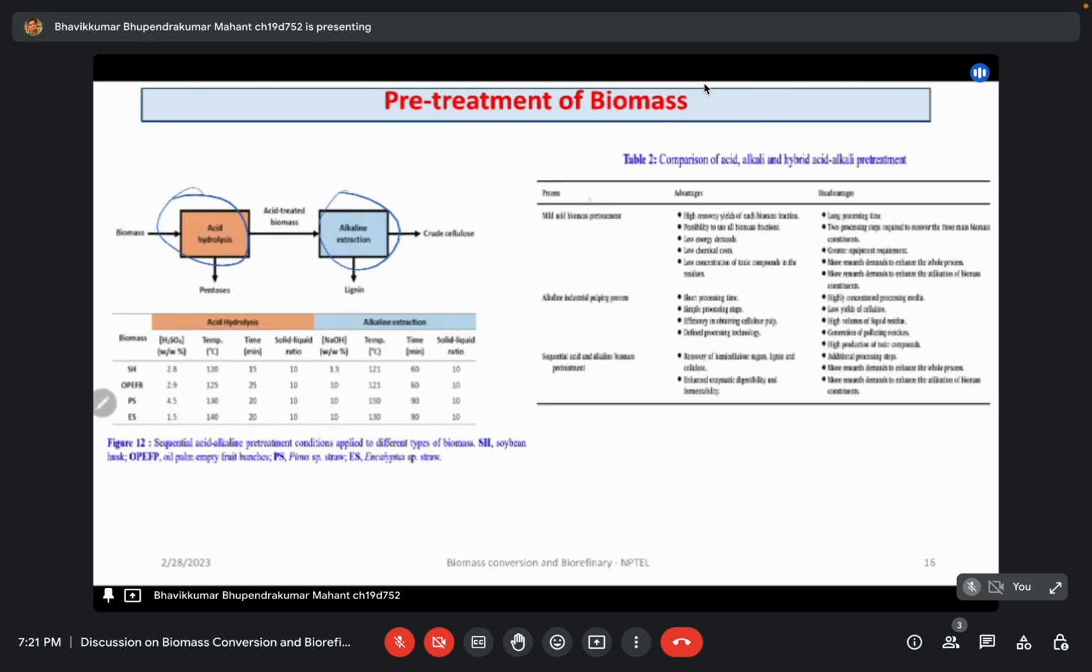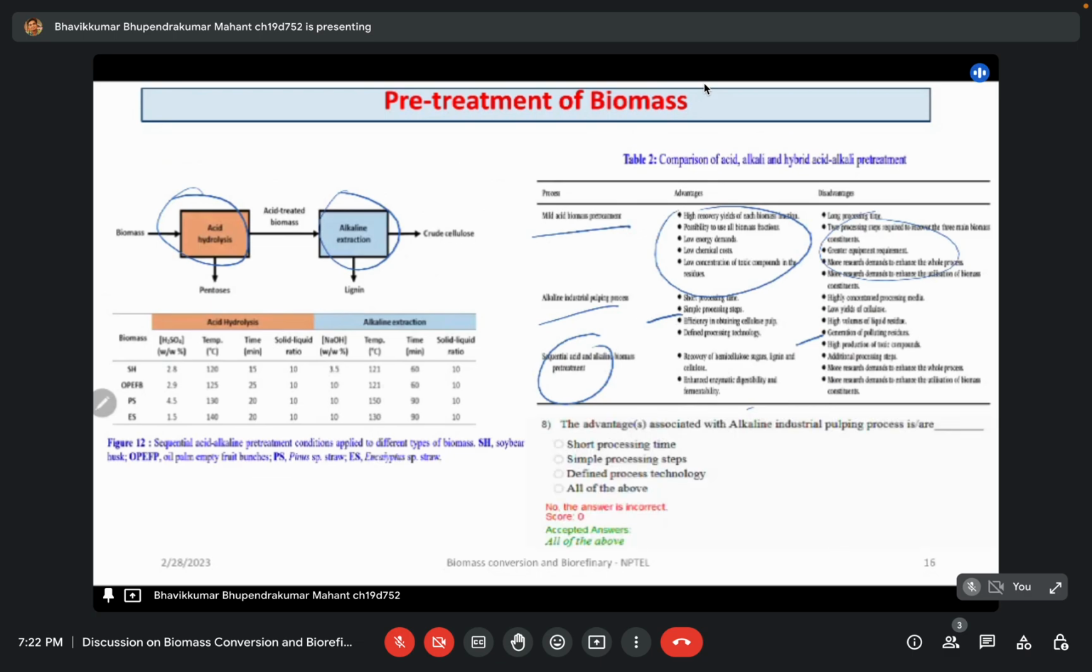In this particular table shown by the professor, if you can't see it in the presentation, please ignore it, but I will tell you the main content. One is the acid treatment, with its advantages and disadvantages, alkaline treatment, advantages and disadvantages, and sequential alkaline acid treatment, with its advantages and disadvantages. The question is, the advantages associated with the alkaline industrial pulping process are, here, the short processing time, simple processing steps, efficiency in cellulose pulp, and defined processing technology. All are mentioned in the question, so this is the answer.